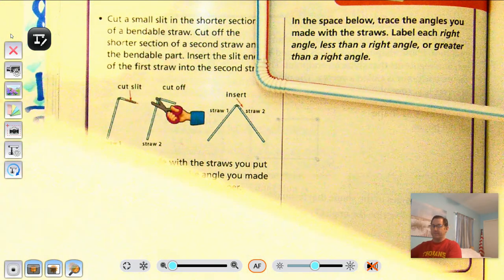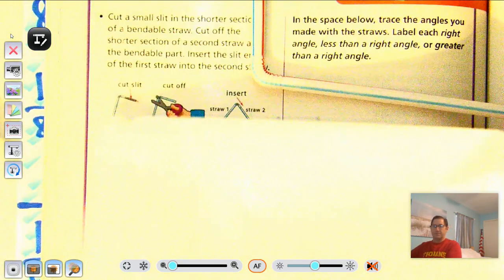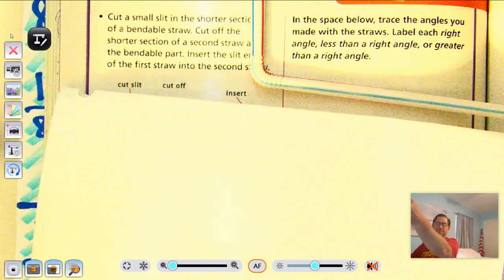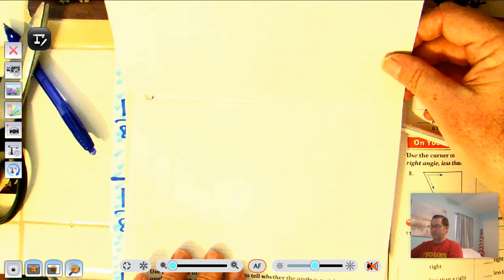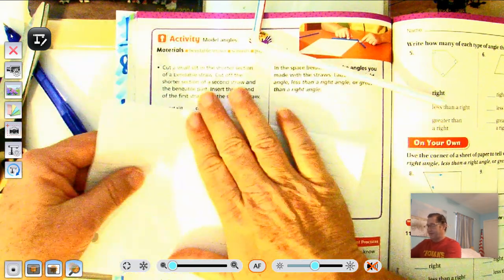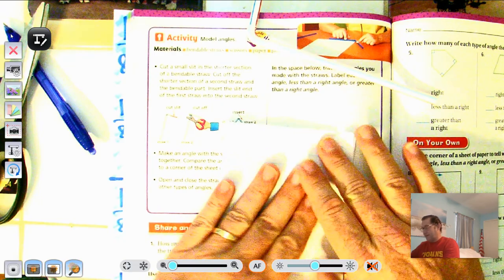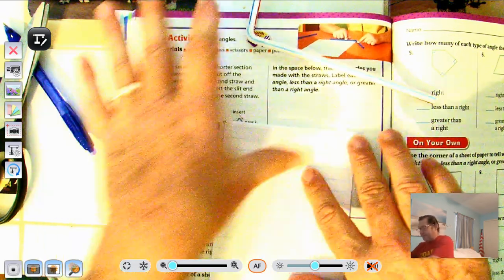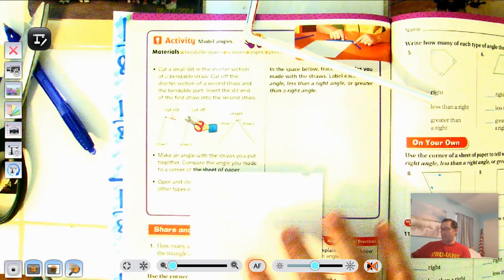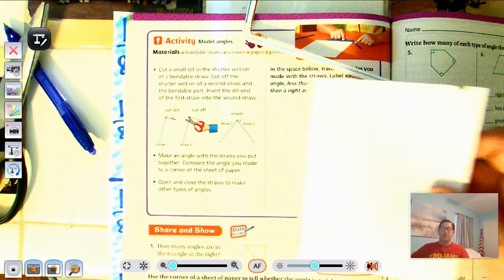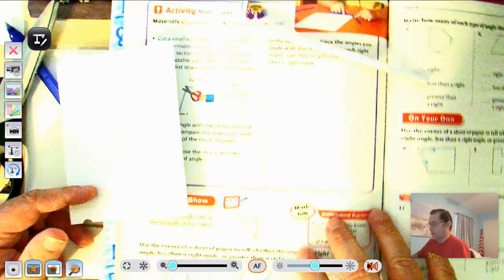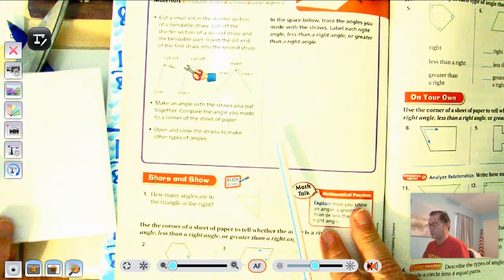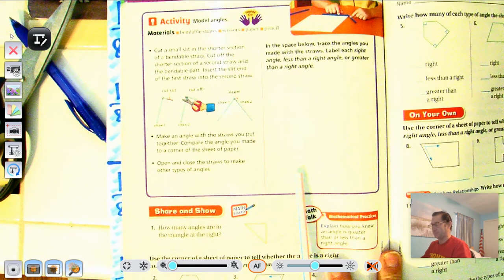So take a piece of paper and fold it in half. Fold the paper in half. So all I did was take the paper, fold it down, and then fold it one more time. Okay. Crease it. All right. So we now have a piece of paper that we can use to put into the corners of angles. Okay, so open and close the straws to make other types of angles.